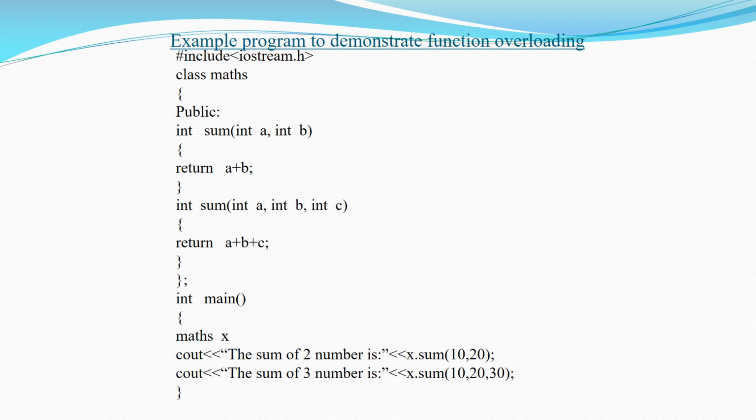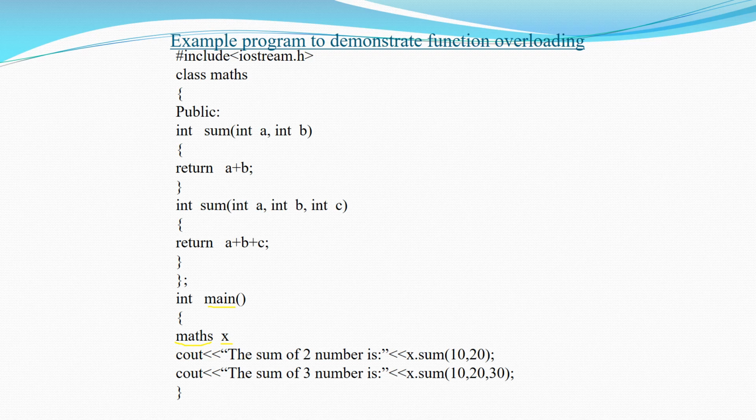Coming to this example, we have a small example. This program is for the sum of two numbers and the sum of three numbers. Clearly understand the concept: sum of two numbers, whereas sum of three numbers. Once I create my main program, I'm going to create an object called x. x is my object, and I have created a class called Max. Max is my class name and x is my object.